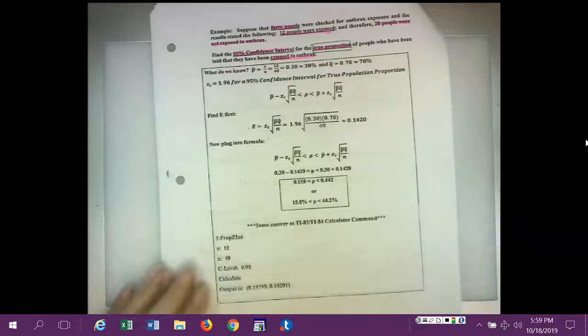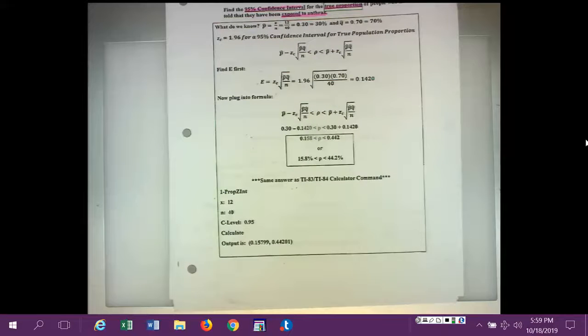Now the calculator, I'll show you how to use the TI-83 calculator, and I will show you where you need to go to put in the information.